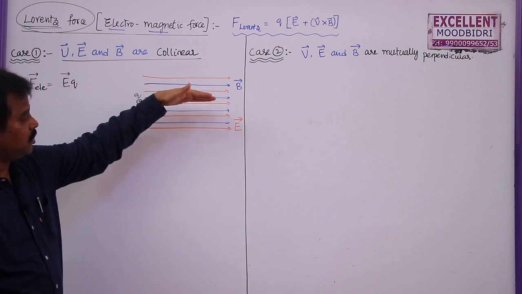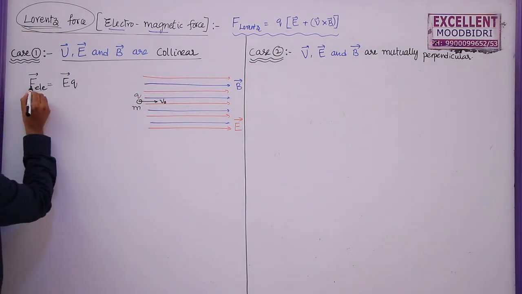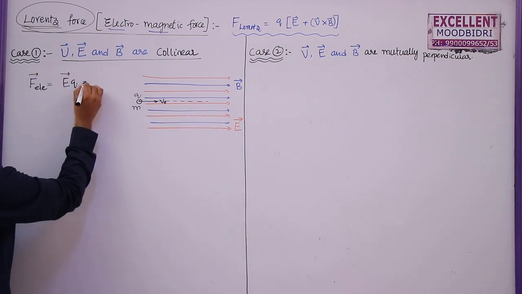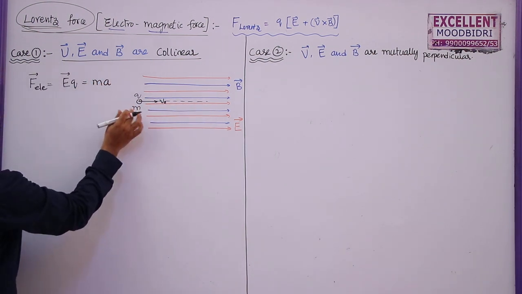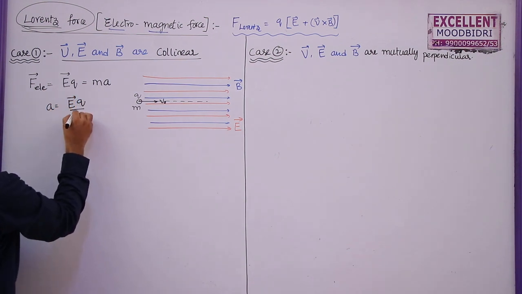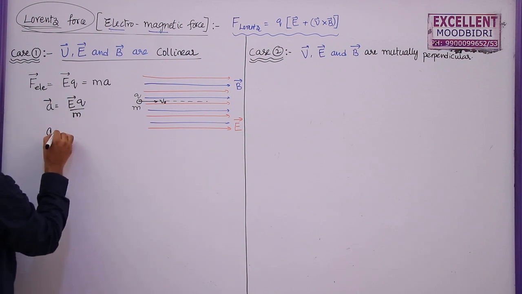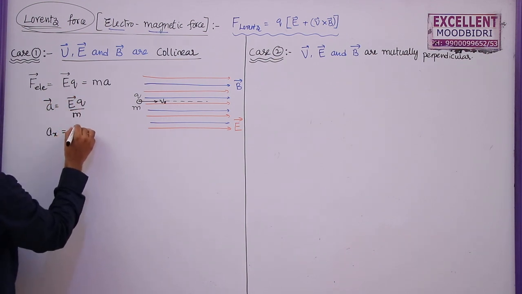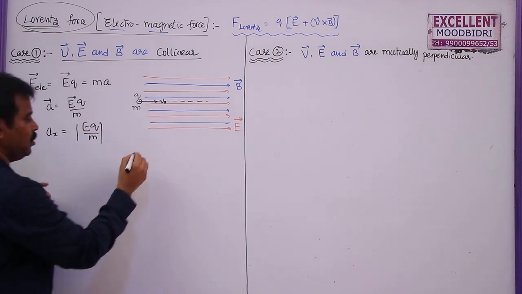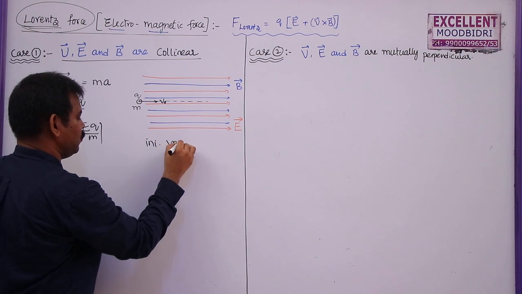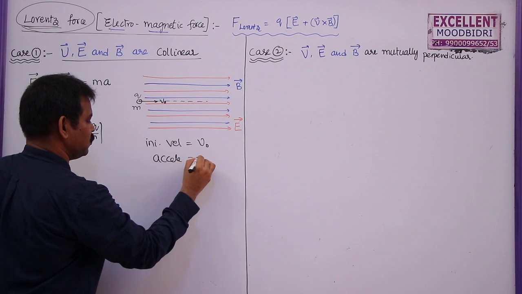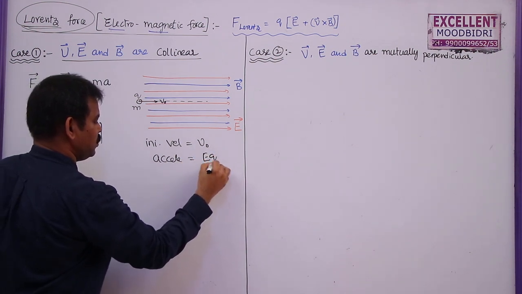So it will continue in the same direction. Why? Because the direction of the force is the direction of the electric field. So it will experience force in this direction. This must be equal to the mass of the charged particle times acceleration. So what is the acceleration here? E bar q by m. This is the acceleration in the direction of the electric field. So a x is equal to Eq by m. The initial velocity here is given as V0, and the acceleration is equal to Eq by m.